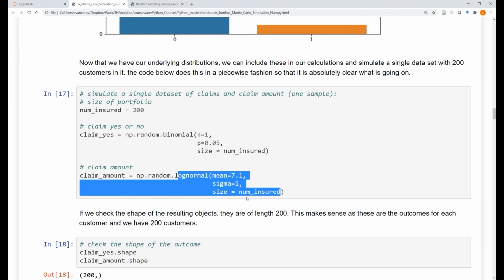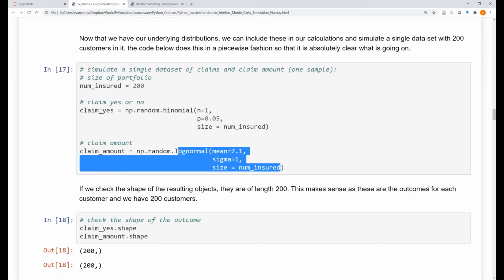So if we look at the result, the shape of these objects, they are going to be of length 200 as expected, because there's 200 people in this theoretical portfolio. For each person, we have claim yes or no, 0 or 1, and then we have claim amount, which is going to be that log normal distribution.